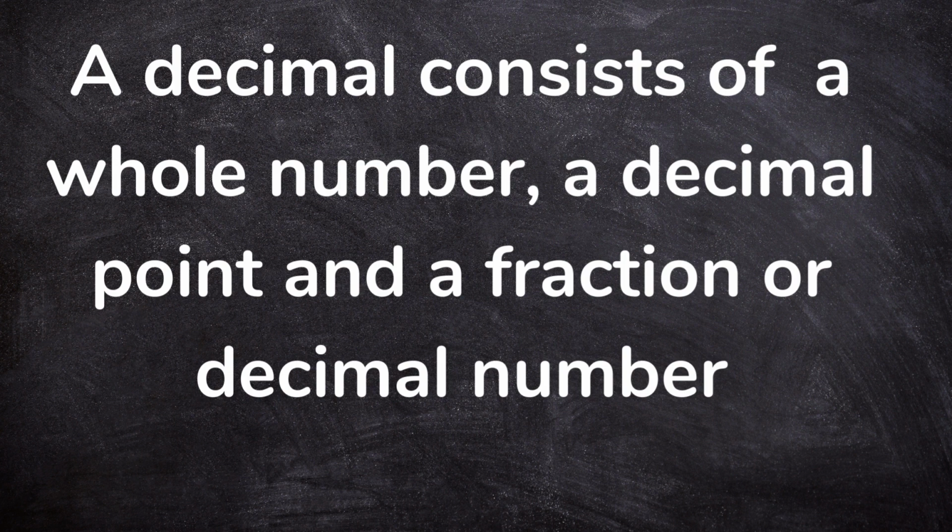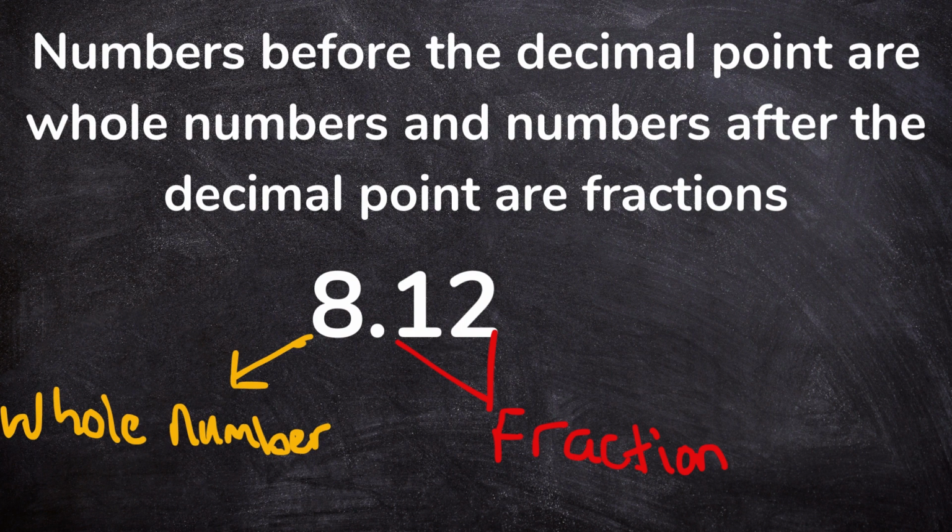A decimal is a number that consists of a whole number and a fraction part. A decimal contains a decimal point, and all the numbers before the decimal point are whole numbers, and the numbers that are after the decimal point are the fraction part.